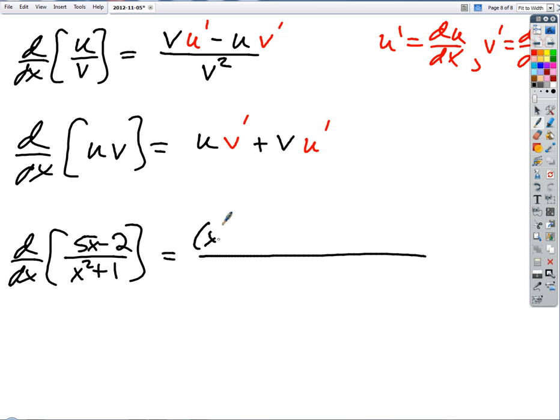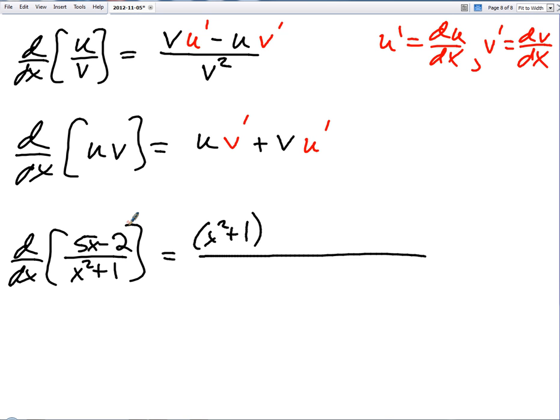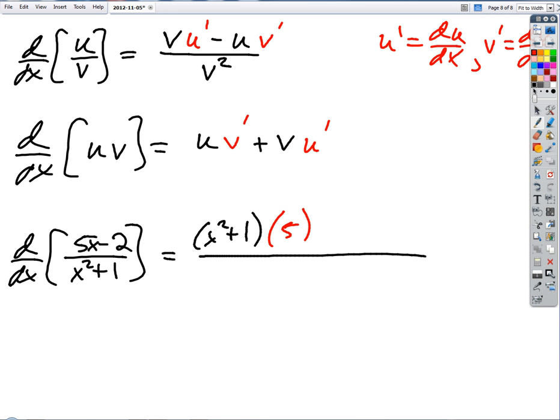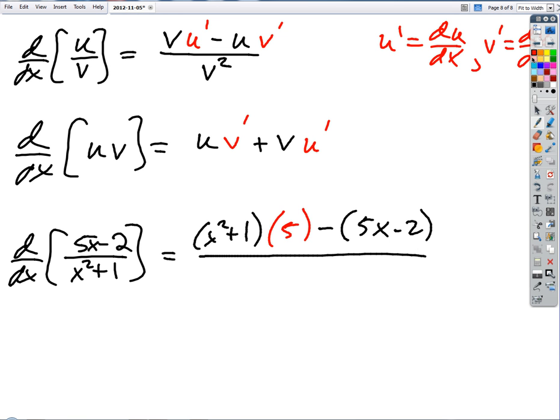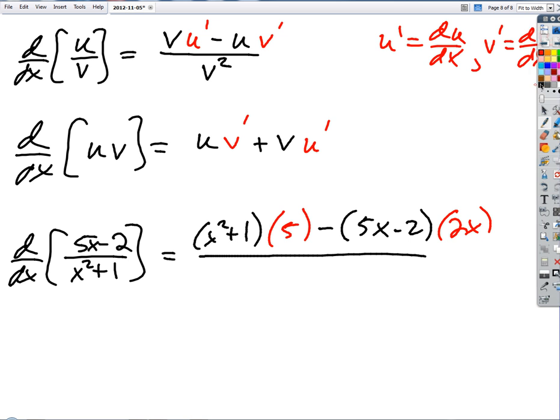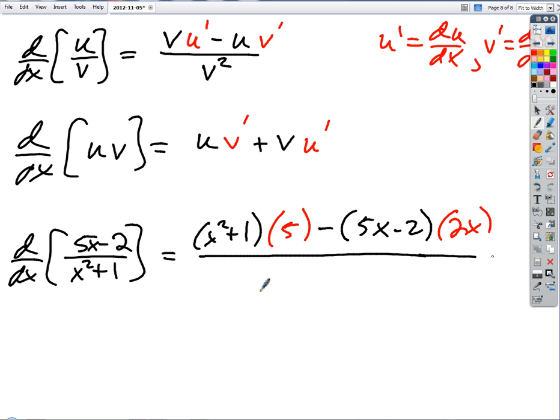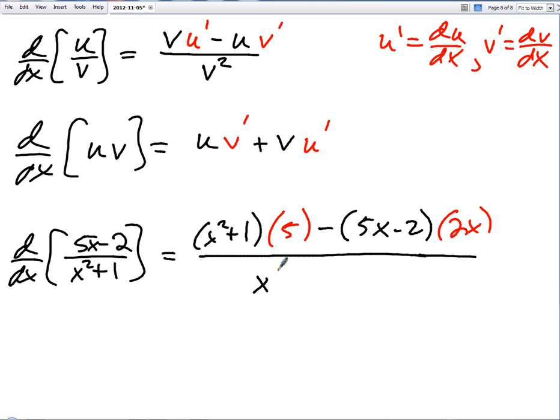Okay, we get the quantity x squared plus 1 times 5. Okay, the derivative of the top, the derivative of 5x minus 2, is just 5, right? So there's our derivative, minus 5x minus 2 times, someone said it, the derivative of the bottom, the derivative of x squared plus 1, would just be 2x. Good. All divided by x squared plus 1 quantity squared.